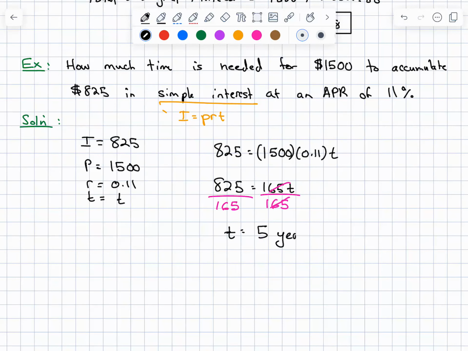So 5 years. T is equal to, I meant to write T is equal to a question mark. Of course, T is not equal to T. Any questions on that?